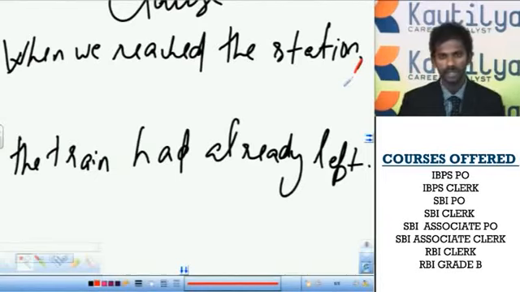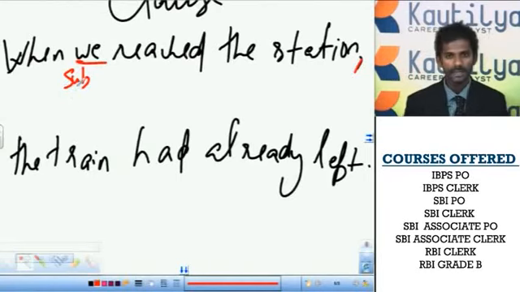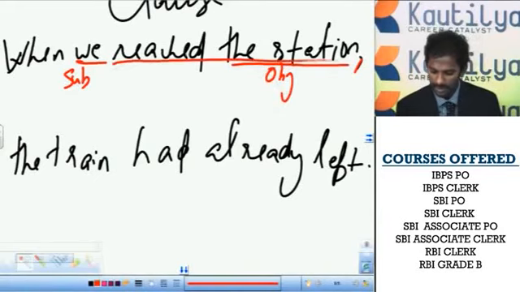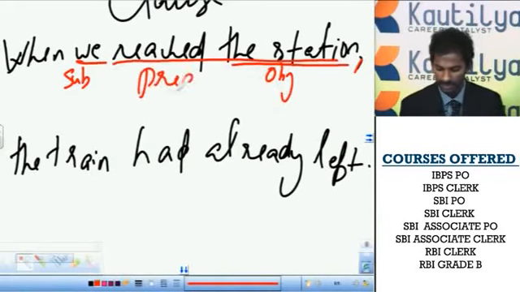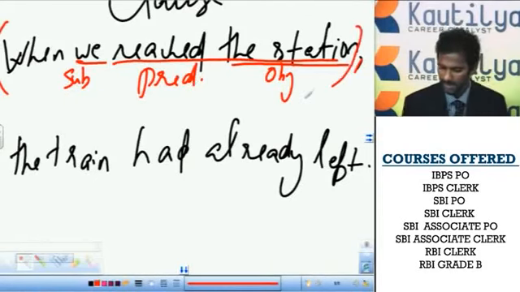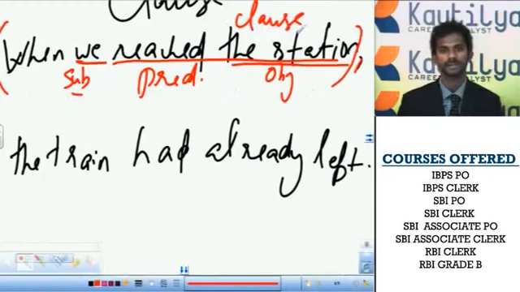When we reached the station: the subject is "we," the doers. The object is "station." So "we" is the subject, "station" is the object. The predicate is "reached the station." This is a part of a sentence containing a subject and a predicate, so I can say this can be termed as a clause. Fine.